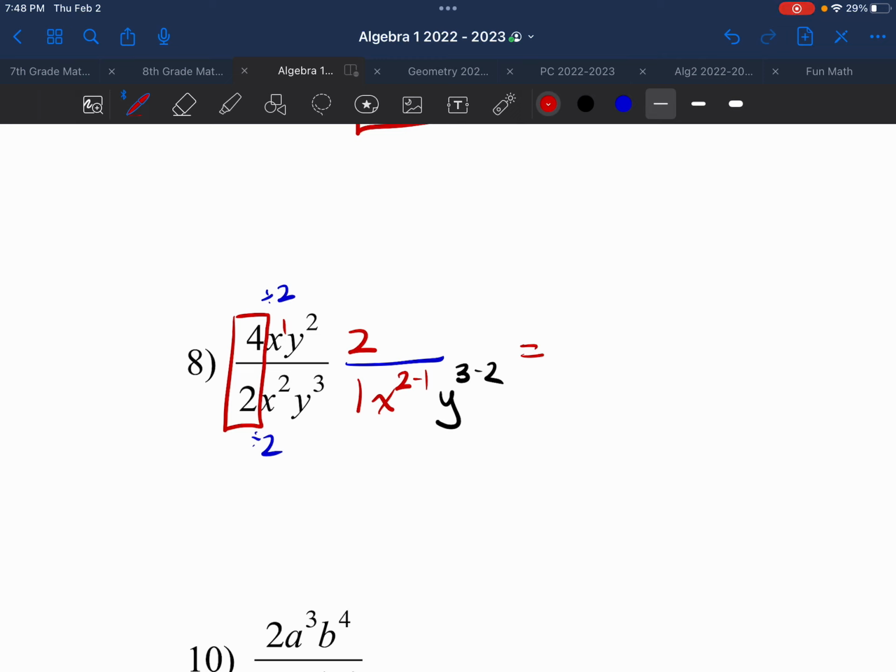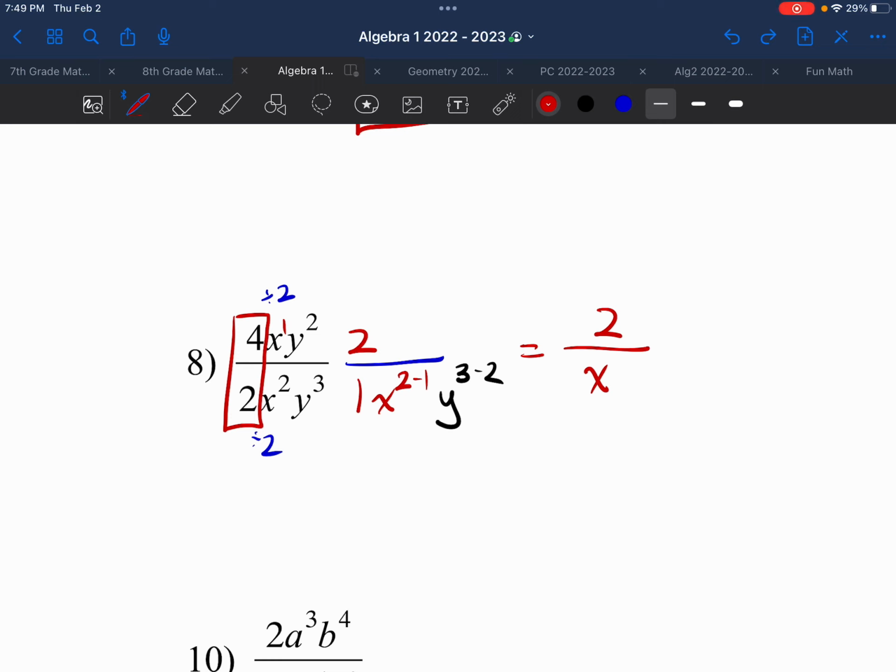Let's see. The numerator is still a 2. In the denominator, I'm not going to rewrite this one because it's simplified to not write any coefficient if there is a 1. x to the power of 2 minus 1 is x to the power of 1. And I'm not going to write that 1 because if I do that, that's not as simplified. I'm just going to write the x.